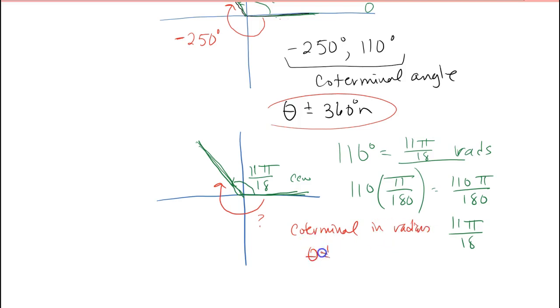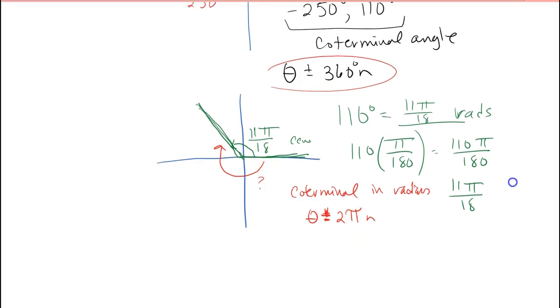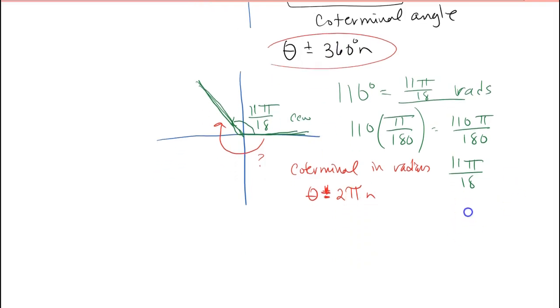So if you want to do coterminal angles, and you are in radians, instead of adding or subtracting 360, oops, that's a plus or minus. Instead of adding or subtracting 360, we're going to add or subtract 2 pi as many times as we want. And the reason we're going to do 2 pi is because an entire revolution is either 360 degrees or 2 pi. And you should know that already from class, okay?